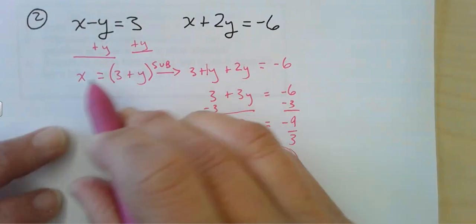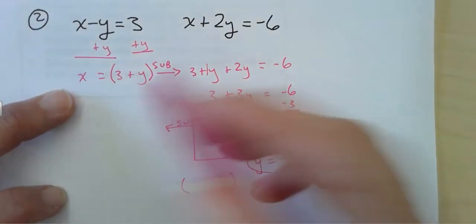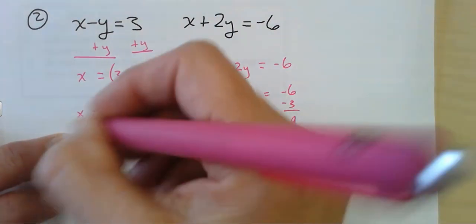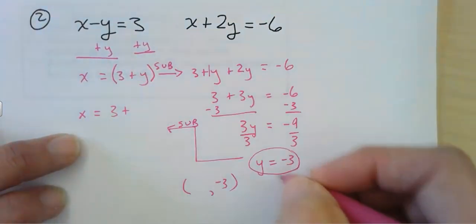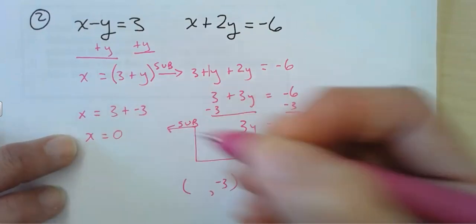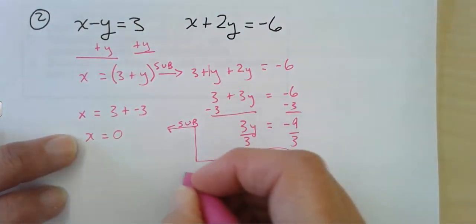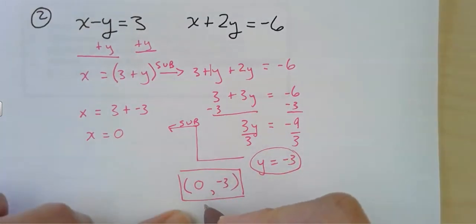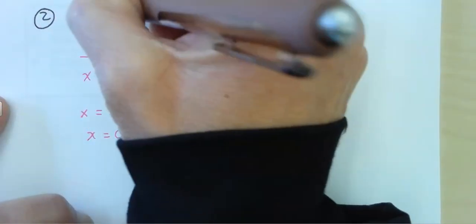We're going to sub it in, and we're going to sub it into this revised equation where x is already isolated. Okay, so 3 plus what we found, negative 3, which we can see equals 0. So we place that in our solution, and let's go ahead and check and make sure that this makes both equations true, right? So if I plug it in, I have 0 minus a negative 3. Does that equal 3?